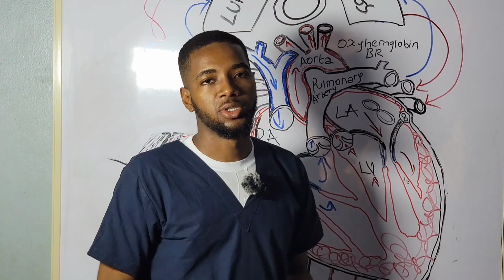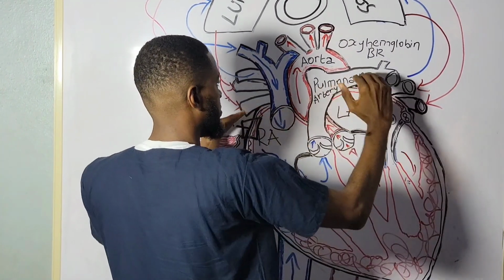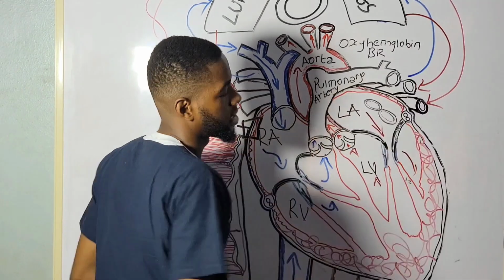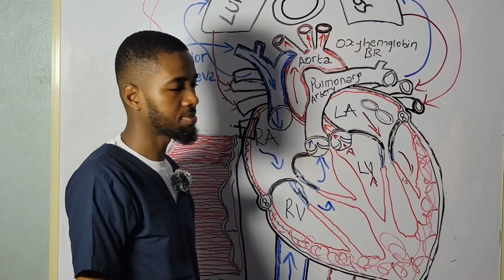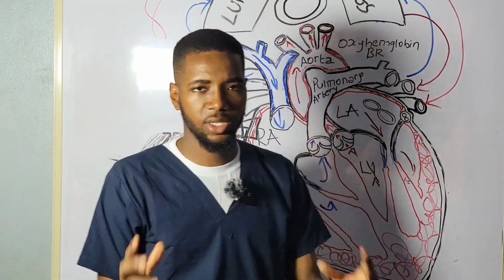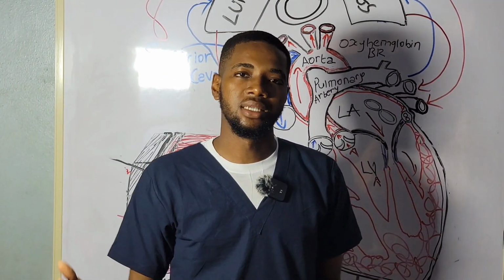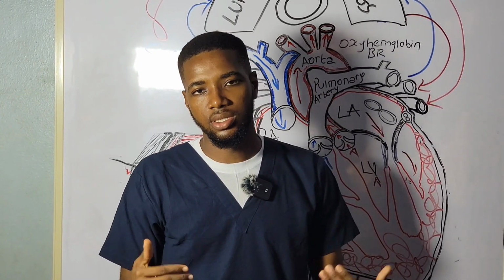The roof of the house, when we come to the heart, it's called the base of the heart. The foundation, let's call it the apex of the heart. Now, the walls is where we now talk about the pericardium and the layers of the heart. So that's what we're going to be focusing on in this video.